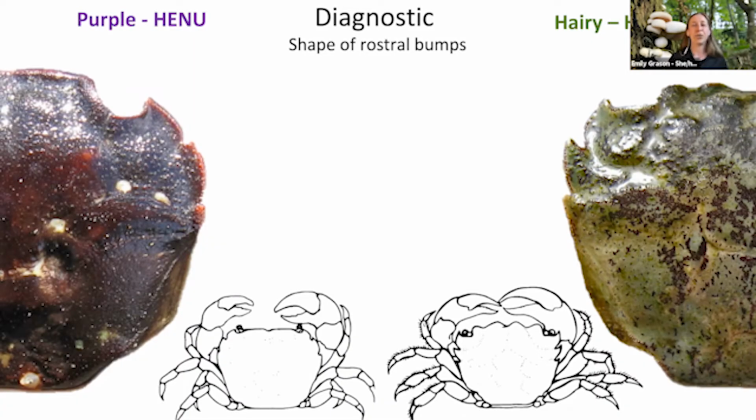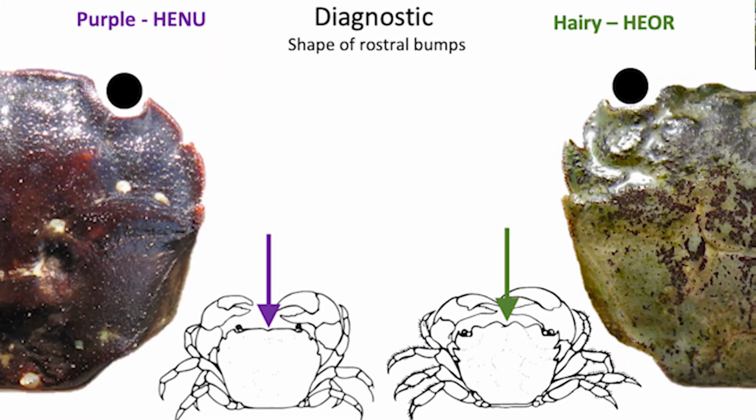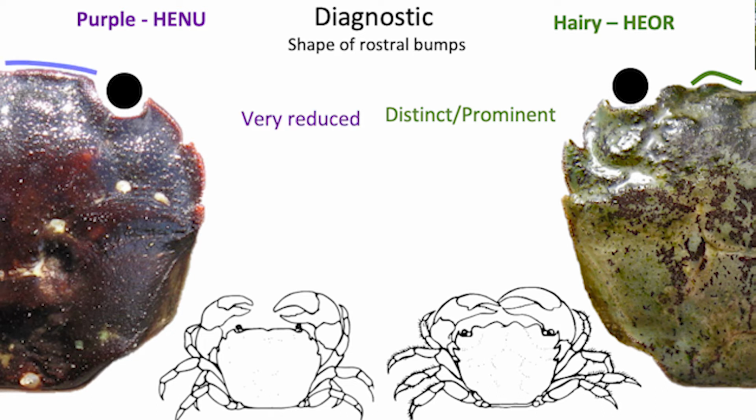In addition to the shape of the marginal teeth, the shape of the rostral bumps is also a diagnostic feature for hairy shore crabs and purple shore crabs. Now, the rostral bumps, of course, are between the eyes, so let's put some fake eyeballs on the large crabs we have here. Between these eyes, hairy shore crabs have what we consider to be more pronounced or distinct rostral bumps, while the rostral bumps of purple shore crabs are more reduced, again, almost as if they've been sanded down compared to the hairy shore crab.